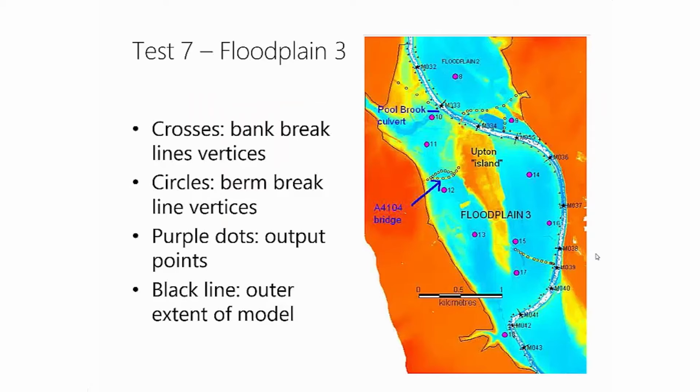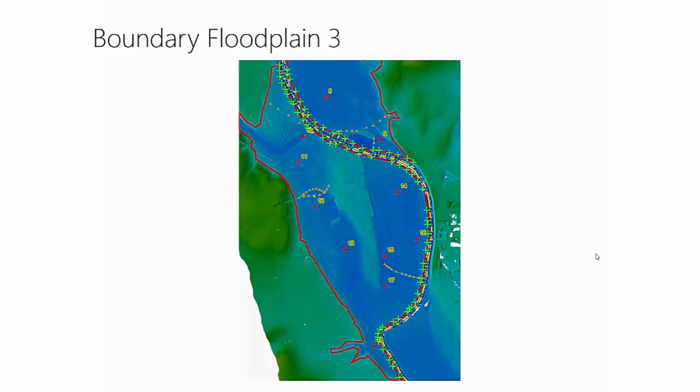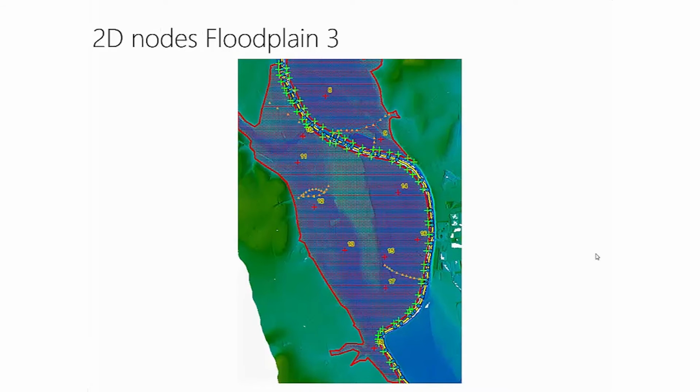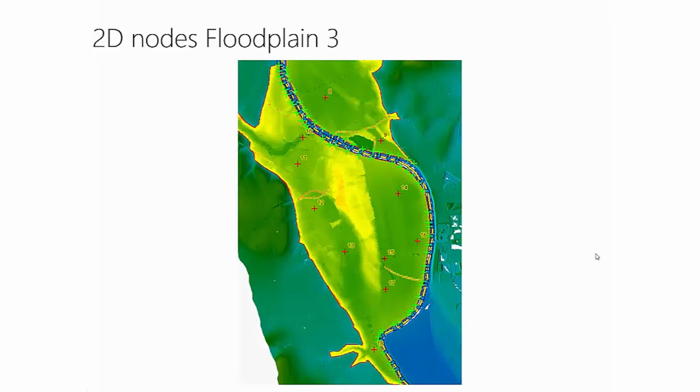And moving on to floodplain 3, again, the purple dots are the sample points. In this particular case, there was something called an Upton Island. There was a little island in the middle of the floodplain. We also had a bridge, a Pool Brook culvert, and a few other little features represented in the black circles that had to be taken into account. So this is looking at the boundary for floodplain 3. This is looking at the 2D nodes. And then the 2D cells rendered based on their assigned elevation. And you can see we were able to capture that Upton Island using the 20-meter resolution.